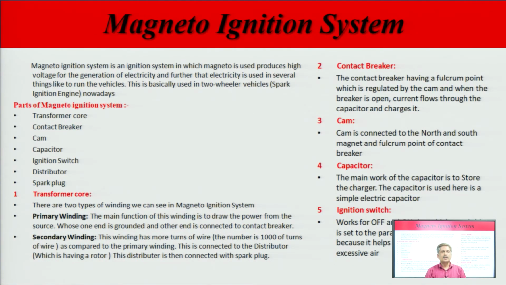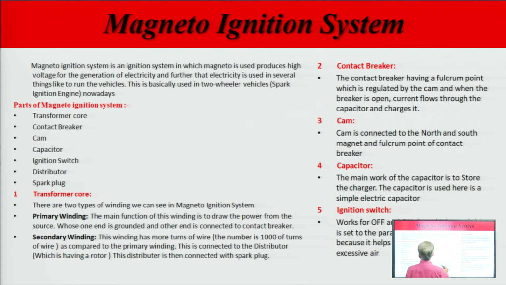Now, the magneto ignition system. The magneto ignition system is an ignition system in which a magneto is used in place of the battery. So, here the battery is replaced by a magneto. A magneto is a simple permanent magnet type. It is used to generate high voltage electricity, and this is basically used in 2-wheeler vehicles.